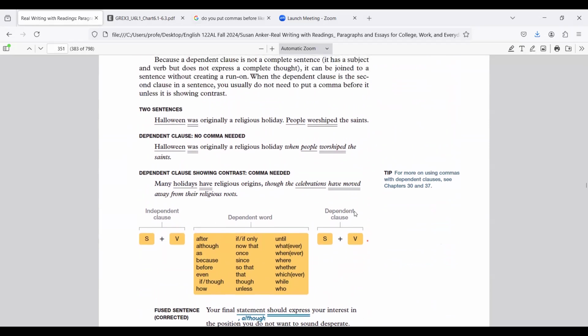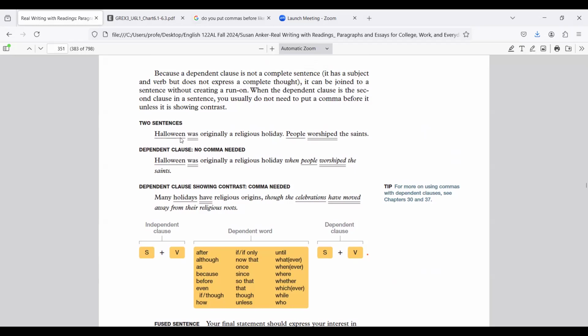So if we take a look here, we can also take two sentences and make it one. So Halloween was originally a religious holiday. People worship the saints. I don't really think that's true, but that's fine. Halloween was originally a religious holiday when people worship the saints. See how we did that? We also see that a comma is needed when it's showing contrast. Many holidays have religious origins, though the celebrations have moved away from their religious roots. Okay? So we put a comma there.